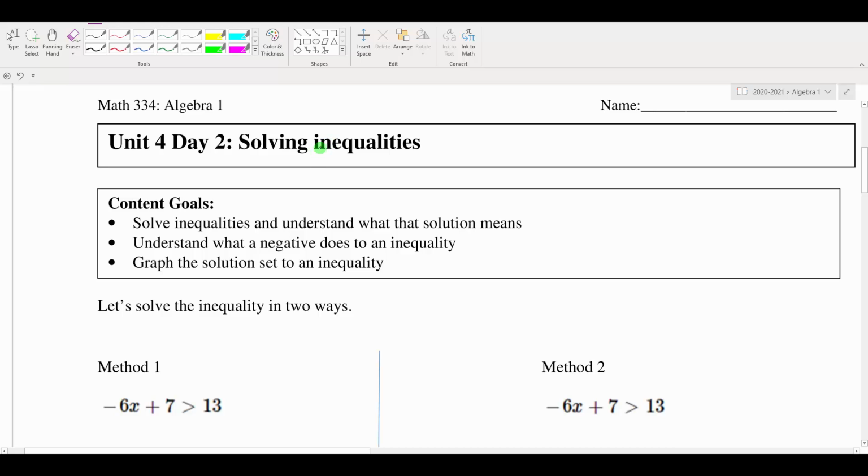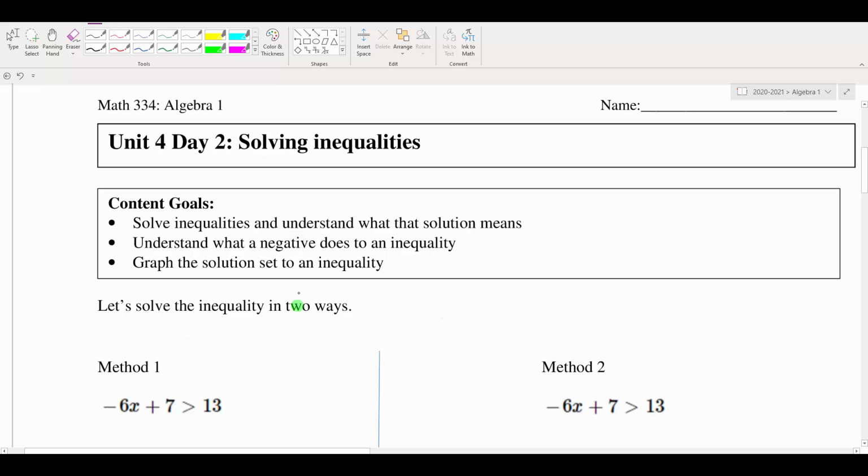So yesterday, Mr. Rule put together a great video going over some of the basics with inequalities, like how to read them, how to write them based on a verbal description, and what the solutions mean, which is great. So today we're going to take that knowledge forward and solve some actual inequalities and learn how to graph the solution set to that inequality.